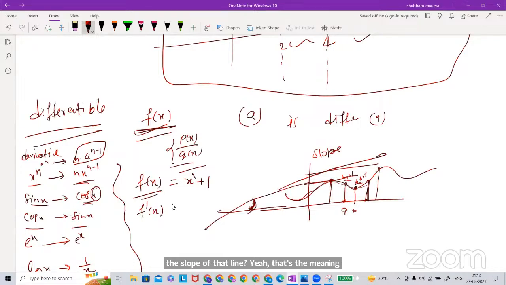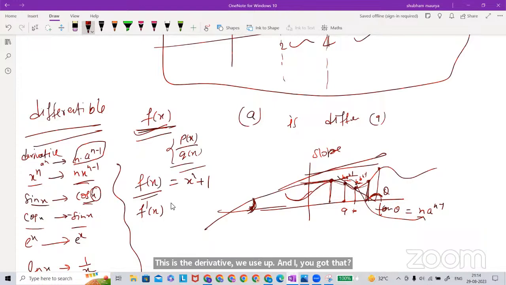If this line touches this curve here, and we know the slope of that line, the slope of that line is nothing but this one. That means if the angle is theta, then tan theta is n times a power n minus 1, this slope. This is the meaning. This is the derivative, the use of derivative. I hope all of you got that.